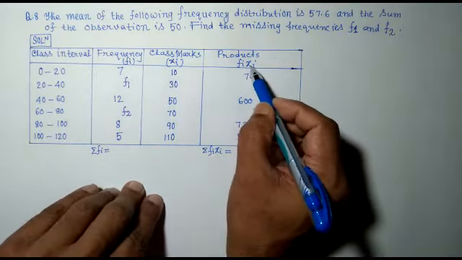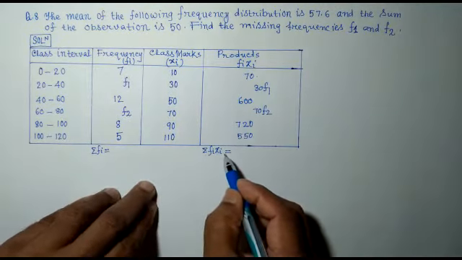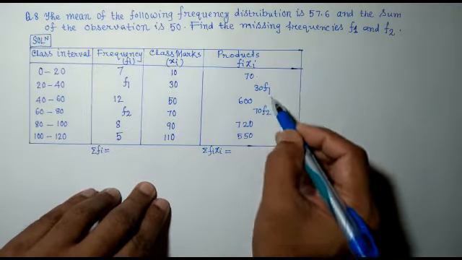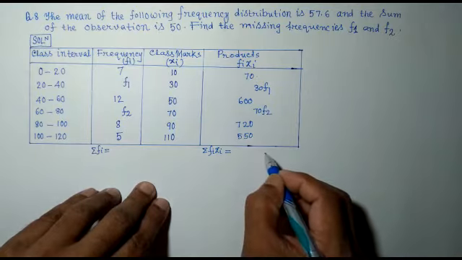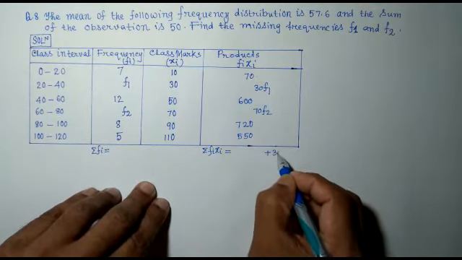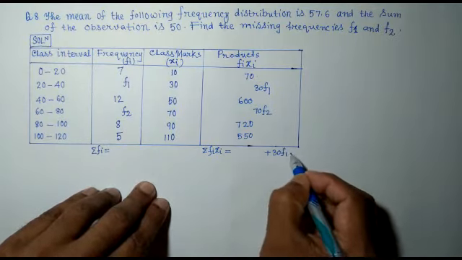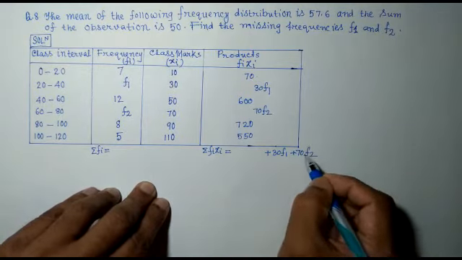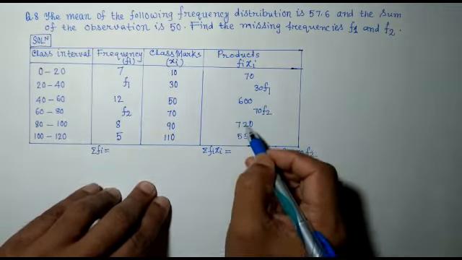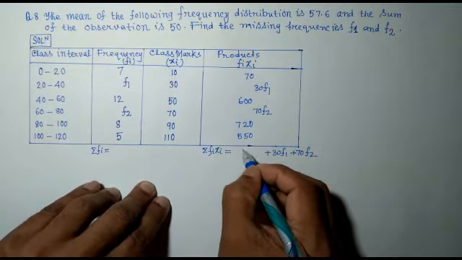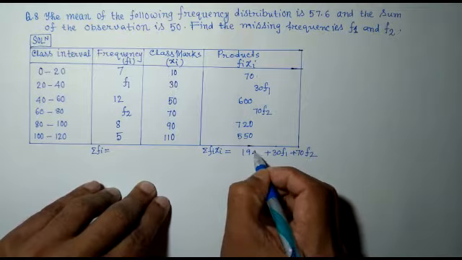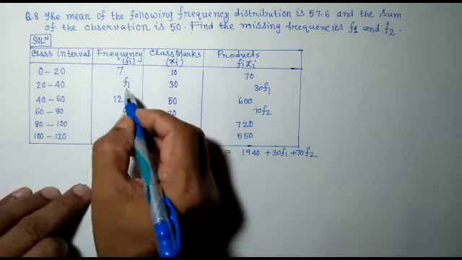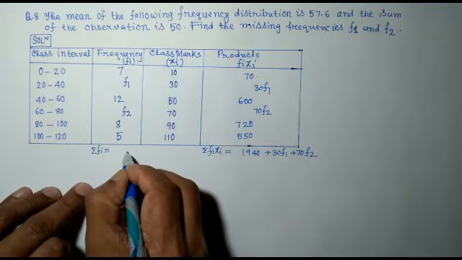Now if you add all this fi xi, it will be sigma fi xi. So for addition, what shall we do? This 30 f1 and 70 f2, we will write separately, they cannot be added, plus 70 f2, they will not be added with the numbers. So add these numbers, it will be 1940. And look here, the frequency in the same way, this f1 and f2 will be separate.